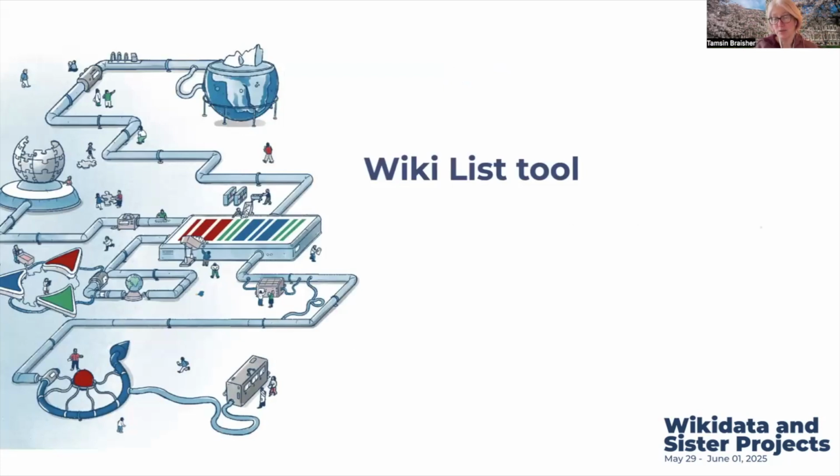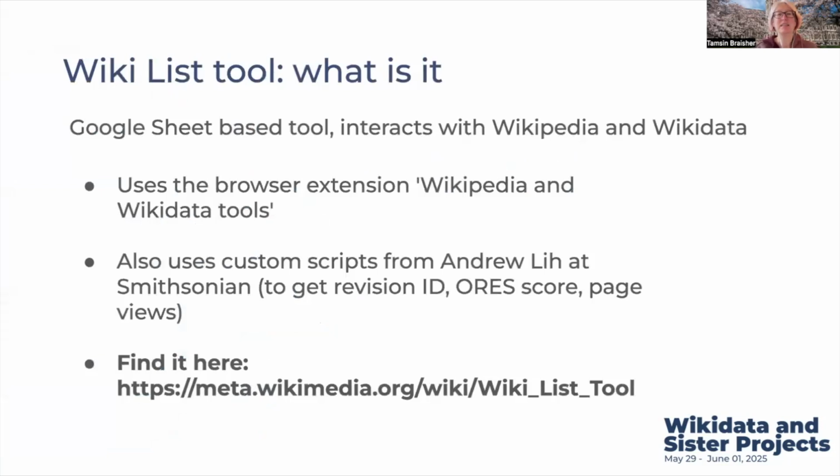And the last tool I want to talk about is the Wiki List Tool, which I think needs a better name. So this is a Google Sheet-based tool. It interacts with Wikipedia and Wikidata, and it uses a browser extension, Wikipedia and Wikidata tool. So you'll need to have that installed before you can use the tool.